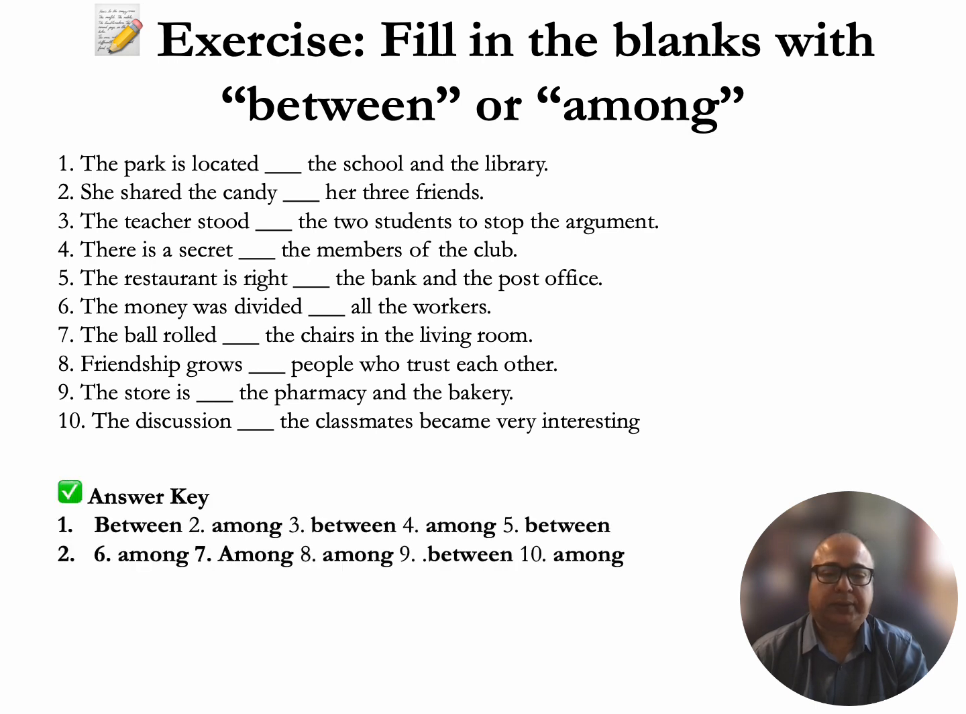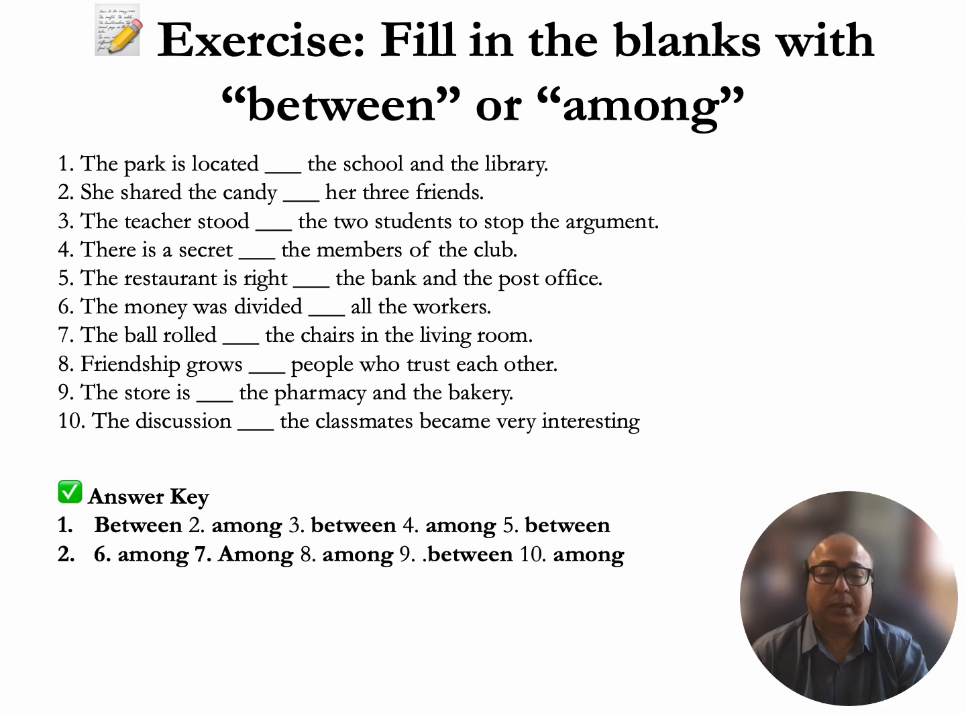So these are the answers. Between, among, between, among, between, among, between, and among. Okay, this should have been easy for you, right? Because look at the first question. The park is located... How many places do you see? Two, correct? School and library.